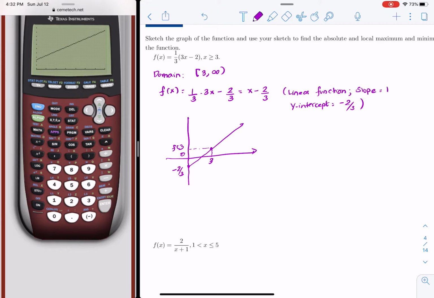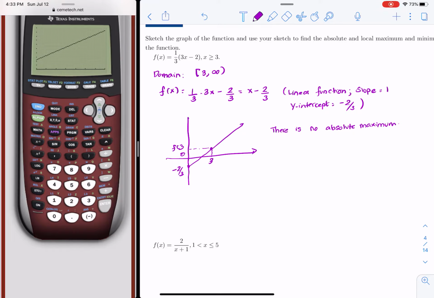Now, does it have an absolute maximum? Since the line is going toward infinity, there is no absolute maximum. Does it have a local maximum? It depends on the interval that we define. I don't have a specific interval here, so we don't have a local maximum to look at, because we don't have an interval that is specified.